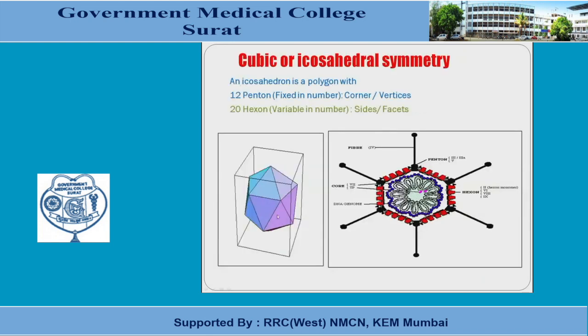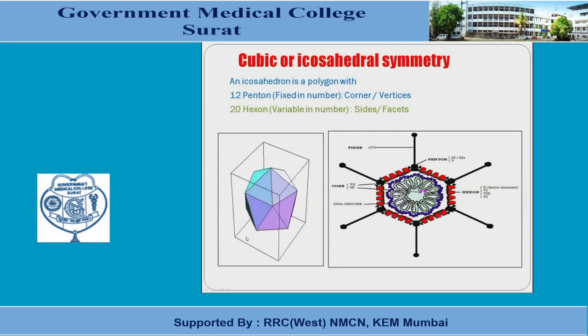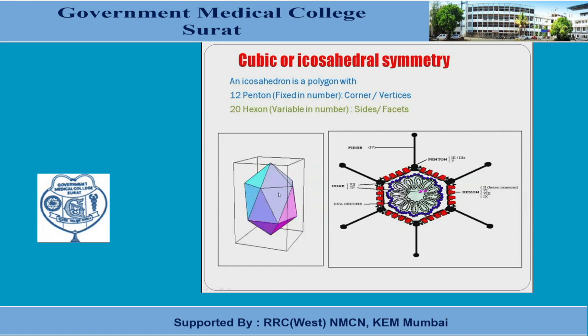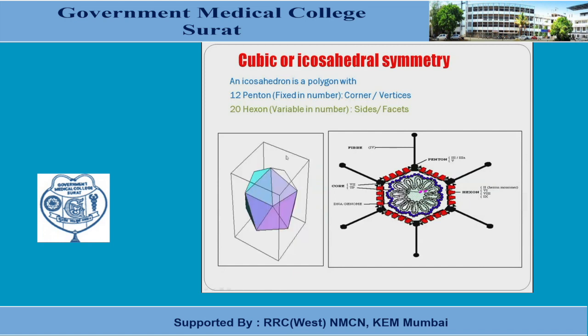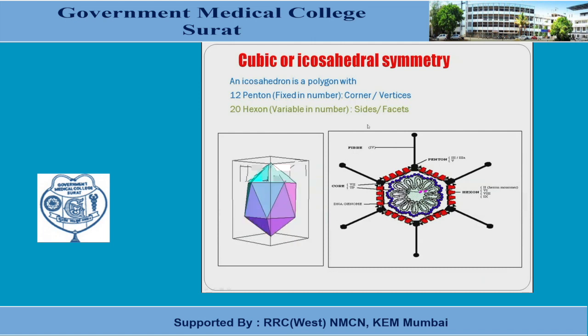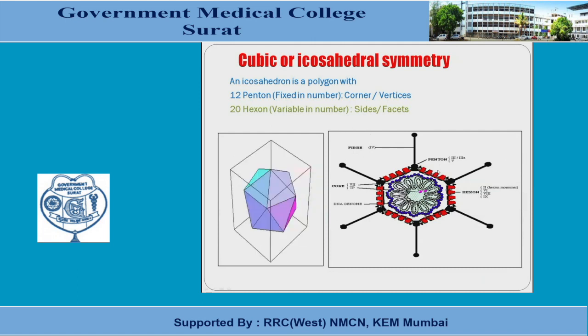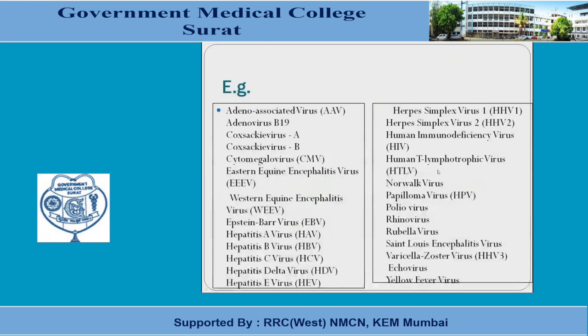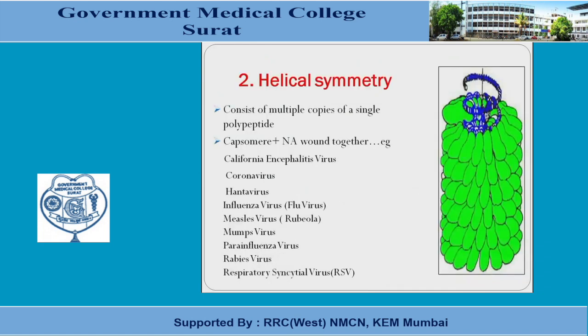Right. So over here is the cubic, or icosahedral, symmetry. An icosahedron is a polygon with 12 pentons fixed in number at the corners or vertices, and 20 hexagons, variable in number, as sides and facets. These are examples of icosahedral symmetry, and this is the list of viruses with icosahedral symmetry. Now helical symmetry consists of multiple copies of a single polypeptide. As in the previous slide we explained, it can be measured by the length.